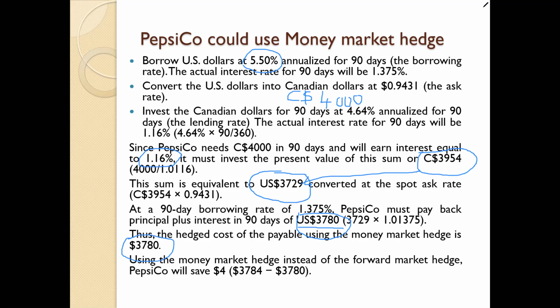Now, in order to get the Canadian dollar 4,000, he invests Canadian dollar 3,954 into the Canadian dollar investment. How do we make that investment? In order to make that investment, he borrowed US dollar 3,729 from his bank at the rate of 1.375.